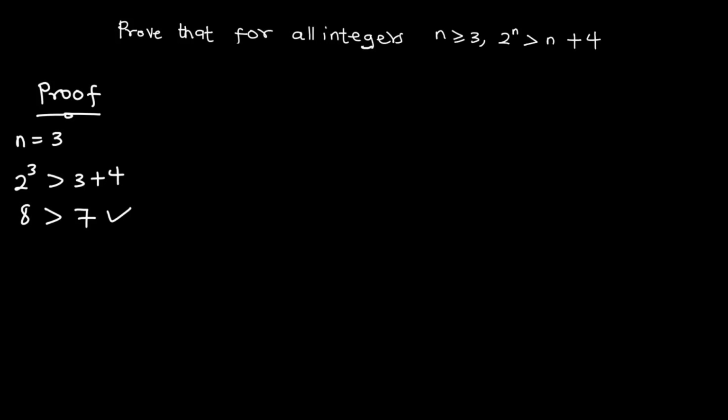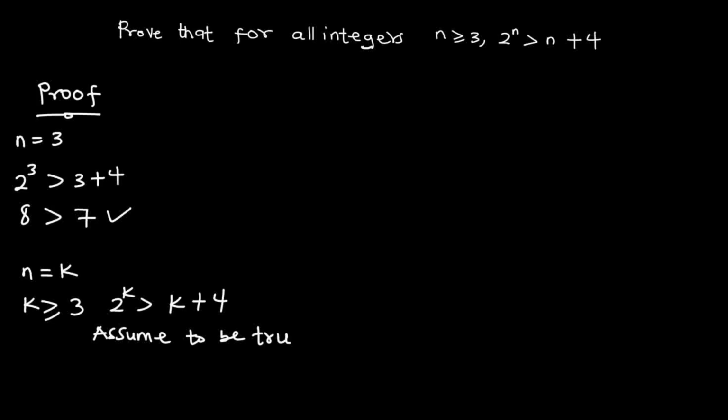From here, what you will do next is assume that n equals k. In that case, the statement will become: k being greater than or equal to 3, where k is a positive integer, then 2 to the power k is greater than k plus 4. So this is what we have now, and you are going to assume that this is true.